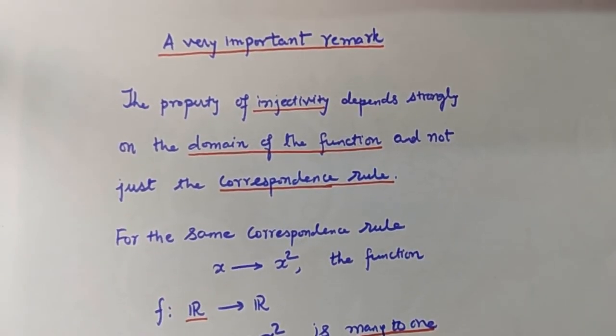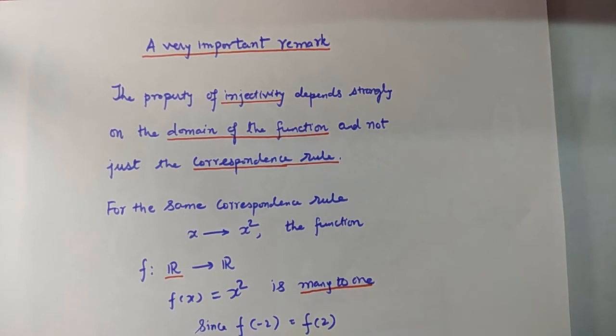At this point, let me make a very important remark. The property of injectivity depends strongly on the domain of the function and not just the correspondence rule. Which means for the same correspondence rule, 2 functions may be such that one is injective and the other is not. For example, consider the function f from R to R such that f of x is equal to x square. We have just seen that this function is many-to-one because f of minus 2 is equal to f of 2.